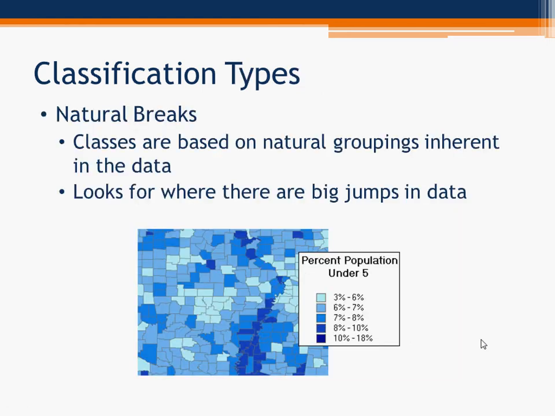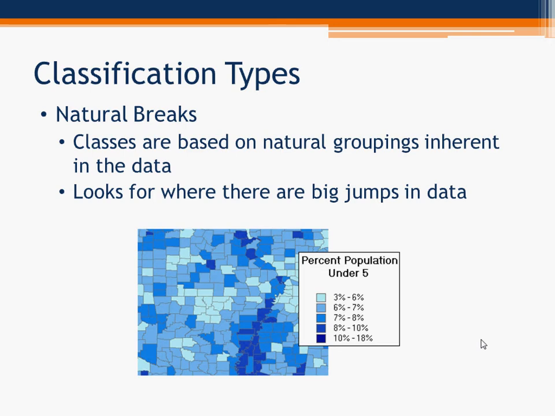So, different classification types. Natural breaks is the default. ArcGIS will default to natural breaks when you tell it that you want to show your data based on some sort of quantity. This is also known as the Jenks classification. You'll read that in the Theobald book. Again, this is the default classification scheme that ArcMap chooses, and it looks for where there are breaks that are sort of natural within the data, or natural groupings.